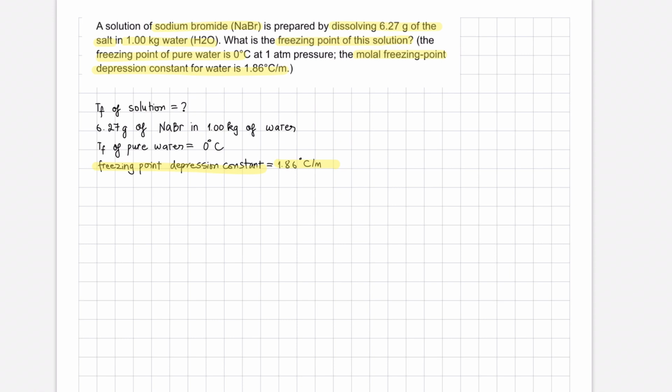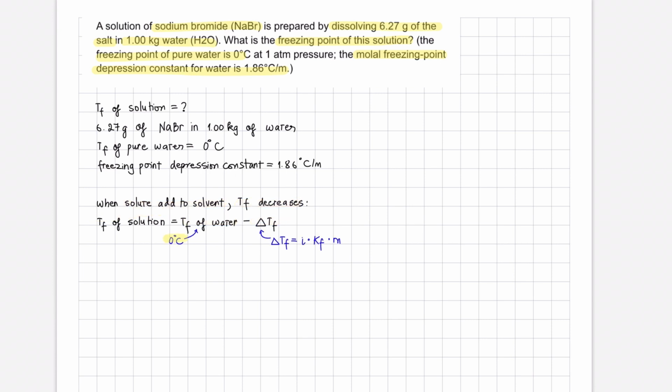First, let's talk a bit about what happens when a solute is added to the solvent and how that affects the freezing point. When a solute is added into a solvent to create a solution, there will be a decrease in the freezing point, and therefore the freezing point of the solution is equal to the freezing point of water minus ΔTf, which is the freezing point depression. We know the freezing point of water is 0 degrees Celsius, and the formula for ΔTf is i times Kf times small m. Let's talk about the individual components. i is the van 't Hoff factor, Kf is the freezing point depression constant, and small m is molality.